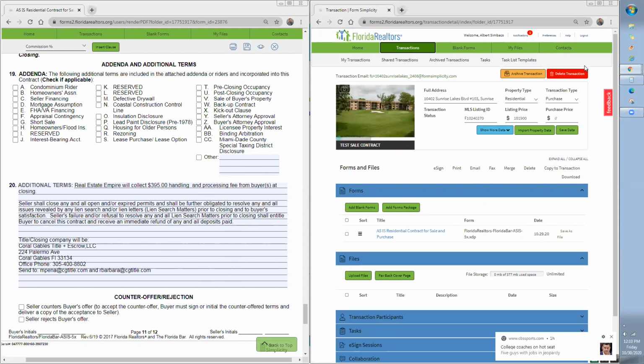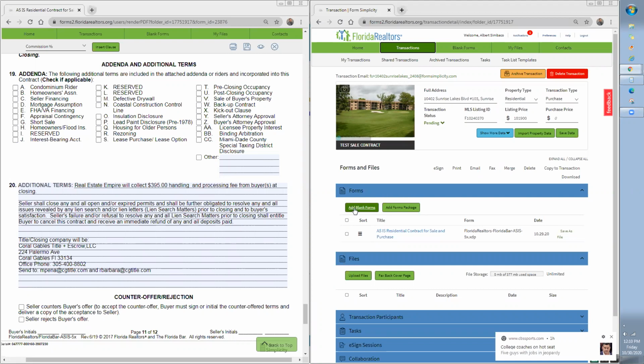And then the Miami-Dade County Special Taxing District disclosure. That will be used on any property that you will be purchasing in Miami-Dade County. So, is the beach considered Miami-Dade County? No. Is Fontainebleau considered Miami-Dade County? Yes. Is Homestead considered Miami-Dade County? Yes. So, only in Miami-Dade County properties. Broward, you don't need this disclosure.